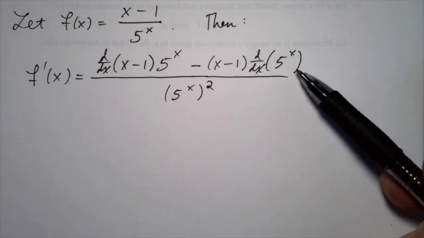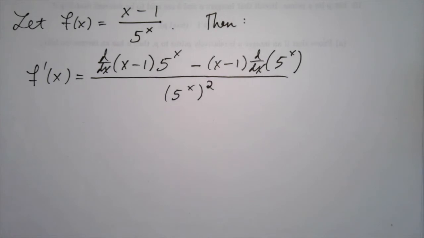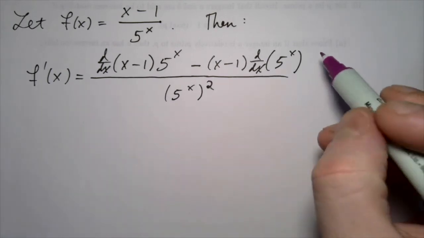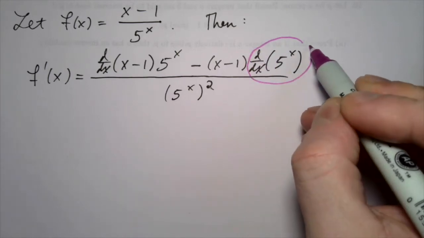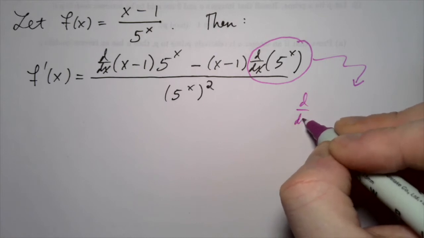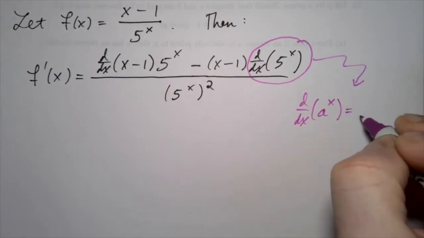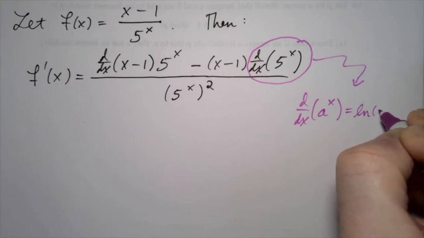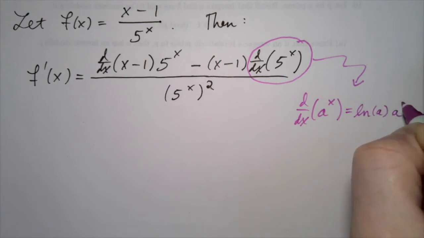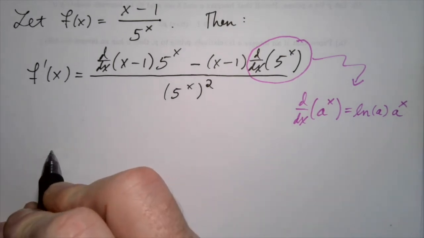Now for this piece right here, the derivative of 5 to the x, we have to remember our rule for the derivatives of general exponential functions. So let me write that on the side over here. How do you compute that? Remember, the derivative of a to the x, where a is a number, a constant, is the natural log of a times a to the x. So we're going to use that formula here as we evaluate f prime.